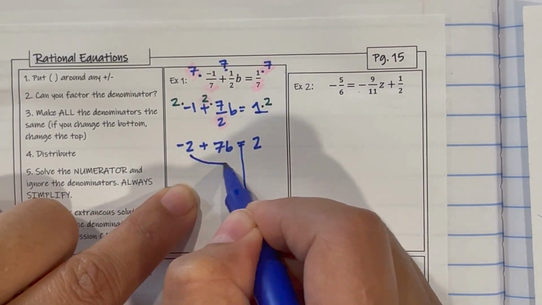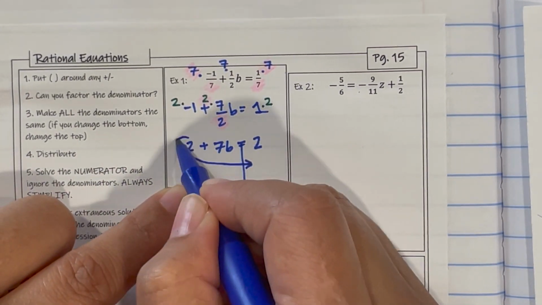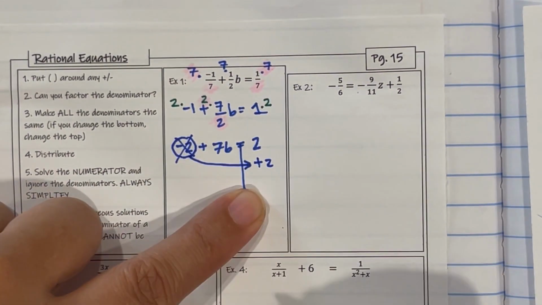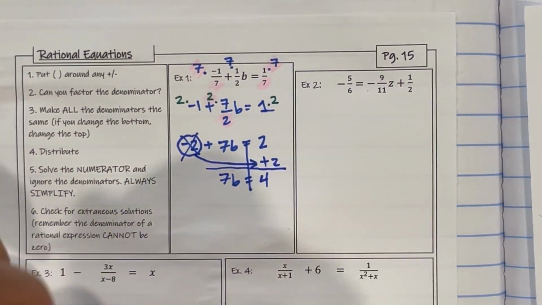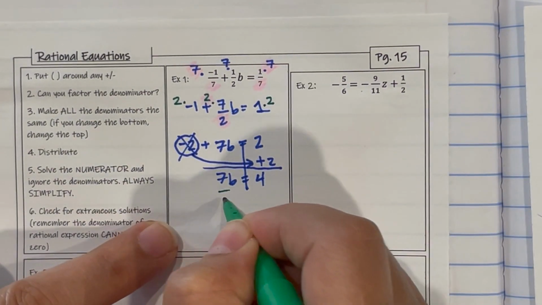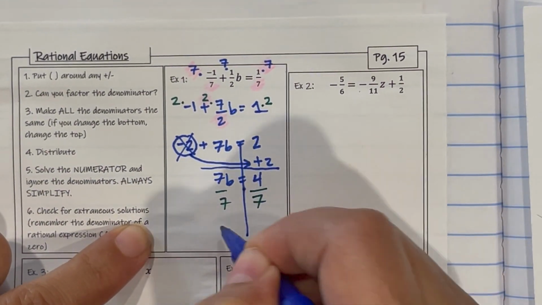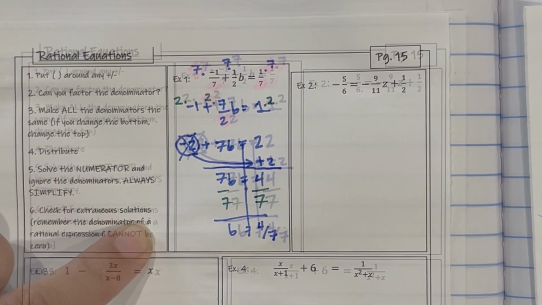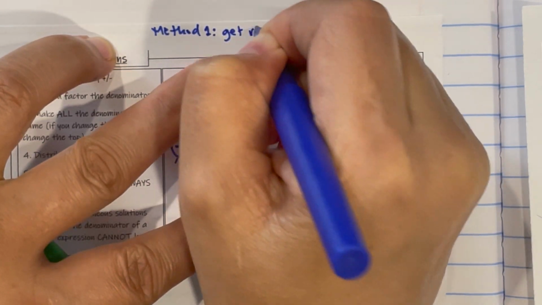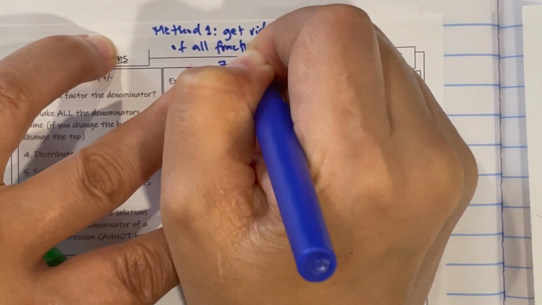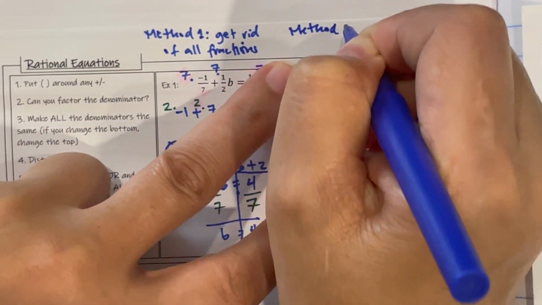So I'm going to take negative 2 to the other side. All right, every time you cross the equal sign, it changes. So it's negative, it's going to change to positive. So I'm going to have 7b is equal to 4. Divide both sides by 7. So that's going to be method 1. Method 1 is get rid of fractions. Start with the largest denominator, and if that doesn't get rid of all of them, do it again. Okay, so method 1, get rid of fractions, and this works for expressions as well.